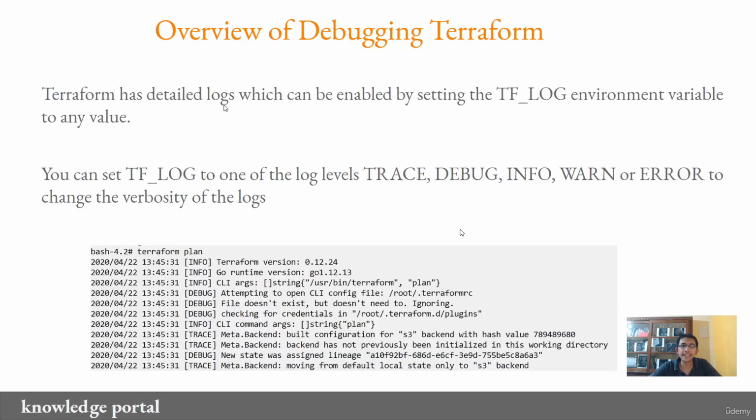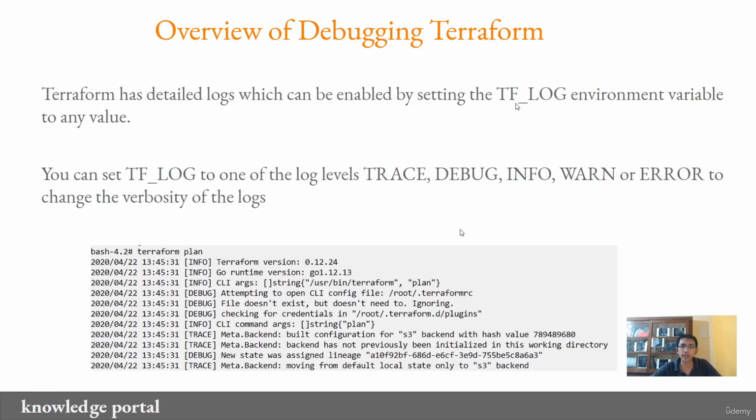Now Terraform has detailed logs which can be enabled by setting the TF_LOG environment variable to any value. Now you can set TF_LOG to one of the log levels that includes trace, debug, info, warn or error to change the verbosity of the logs. So sometimes you will see that things are not working as expected in Terraform, or the Terraform binary itself is giving you issues. So in order to look into it in more detail, you need more detailed logs. That detailed amount of logs can be set with the help of the TF_LOG environment variable.